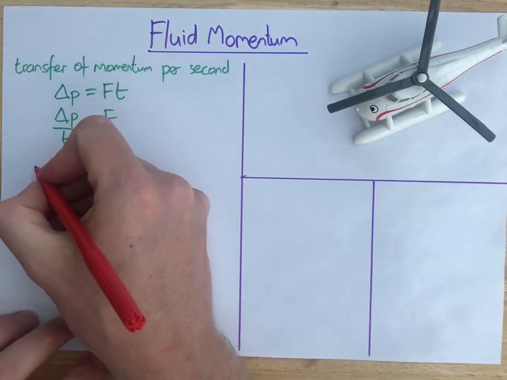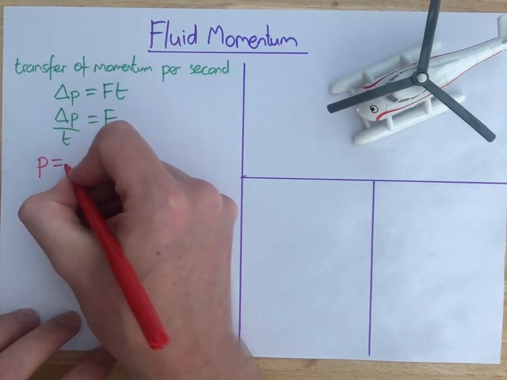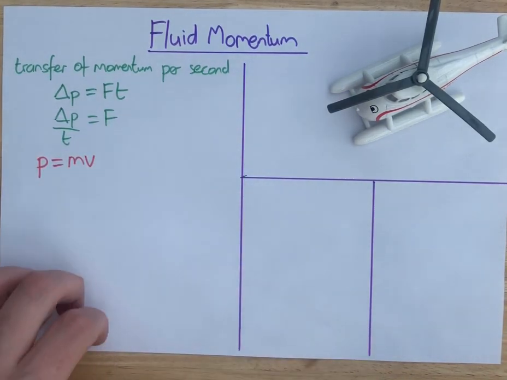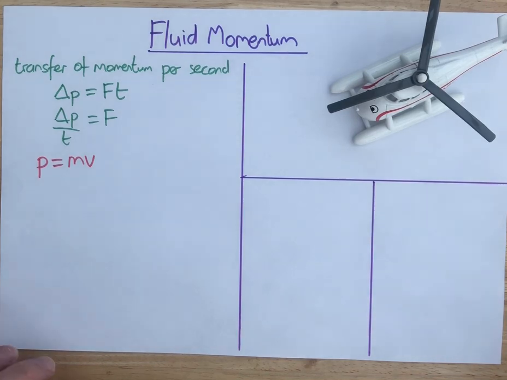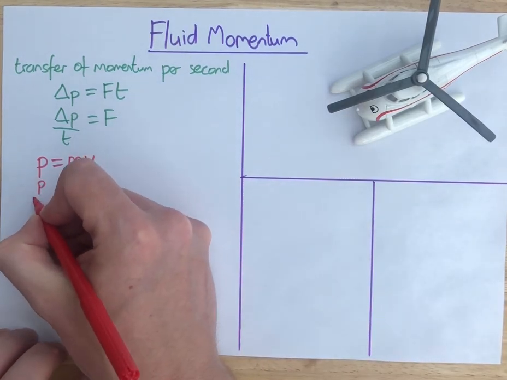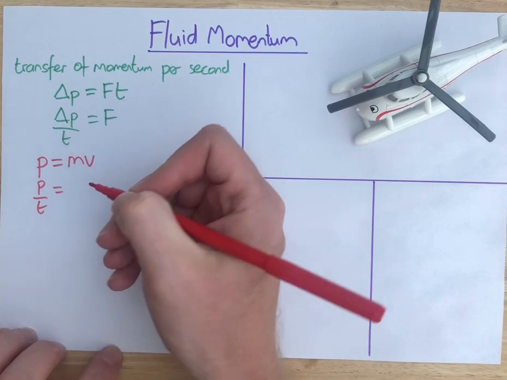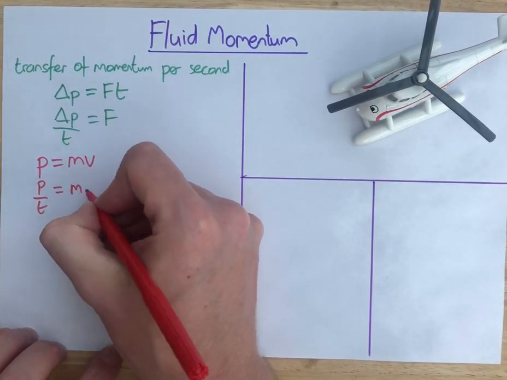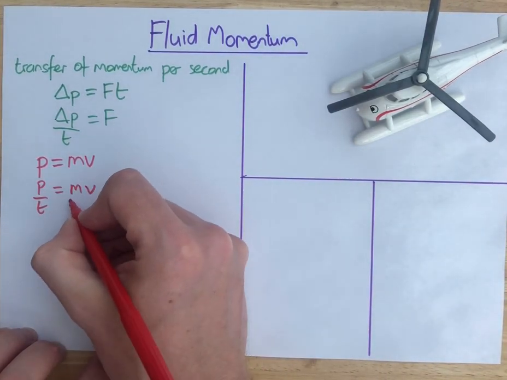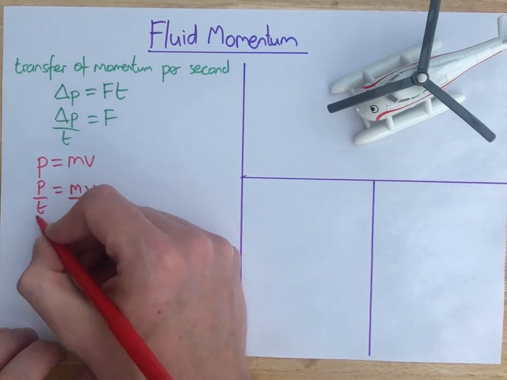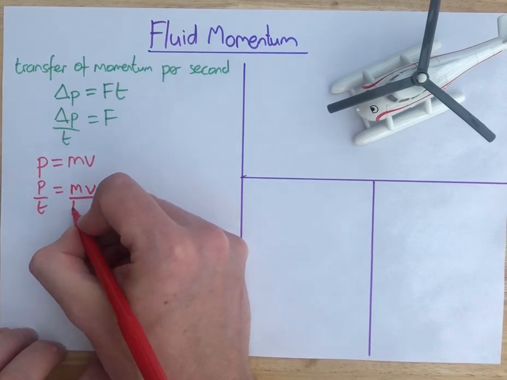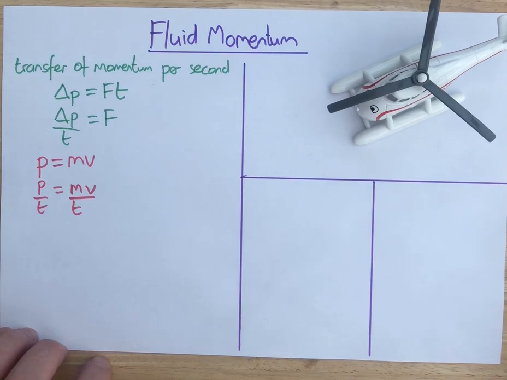Okay, so just as a recap, momentum. We know momentum is mass times velocity. So the change in momentum per second is mass times velocity divided by time. Okay, so we're doing it per unit time. Now I'm going to deliberately put the T under the M rather than the whole thing.